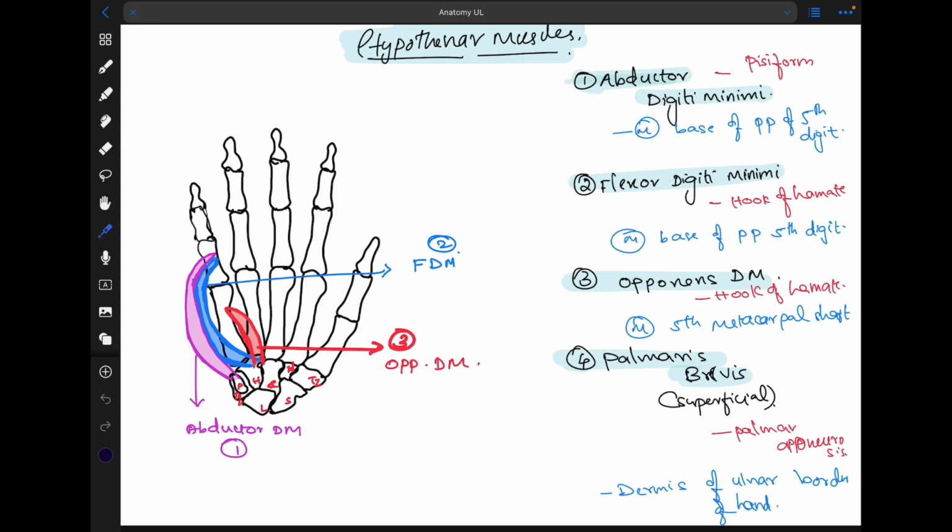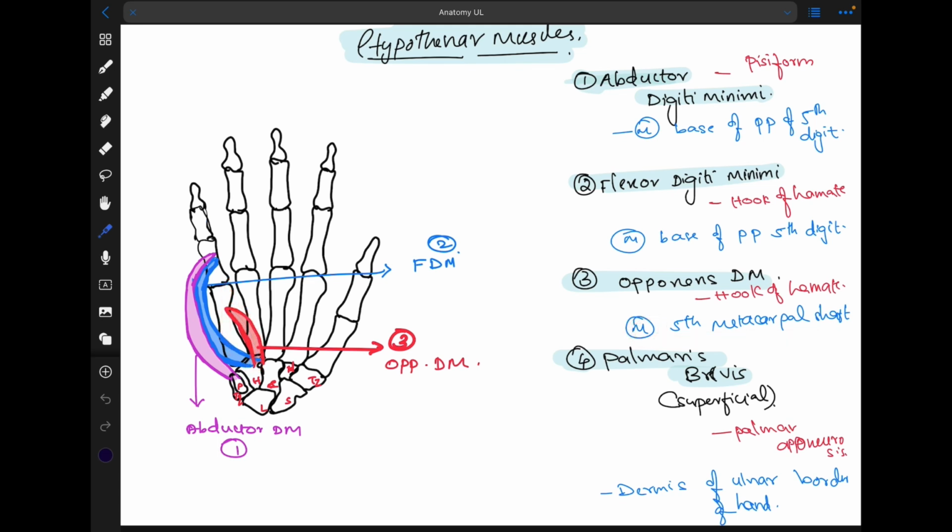Flexor digiti minimi: its function is the flexion of the little finger. It arises from the hook of the hamate and is attached to the medial aspect of the base of the proximal phalanx of the fifth digit. Same insertion. Then we have opponens digiti minimi. It also arises from the hook of the hamate and is attached to the medial aspect of the fifth metacarpal shaft.